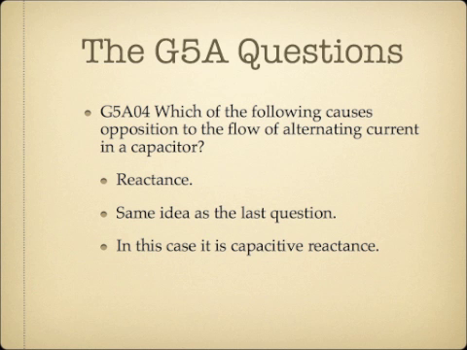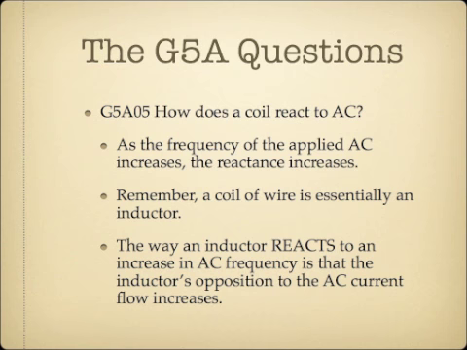Which of the following causes opposition to the flow of alternating current in a capacitor? And once again, just like the last couple questions, this is reactance. So when you think alternating current and inductors and capacitors, think reactance. So in this case, because there's a capacitor, it's called capacitive reactance, but that's not important for the exam. Just remember alternating current with inductors and capacitors, that's reactance.